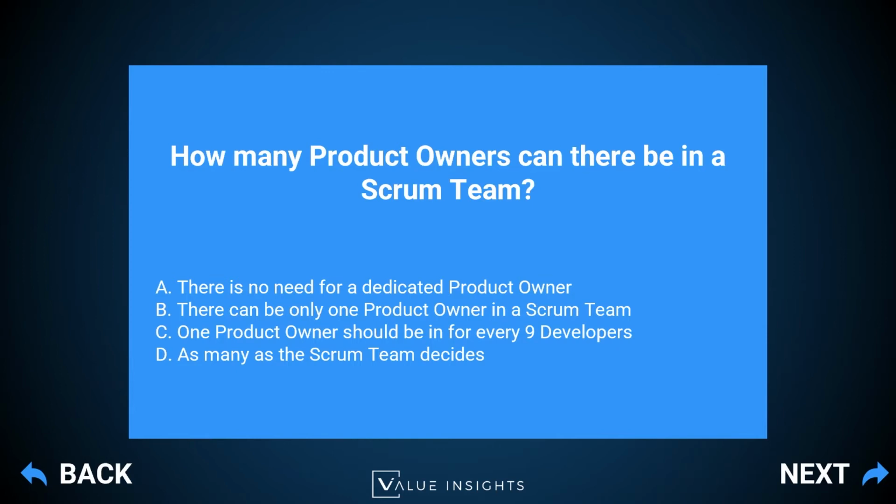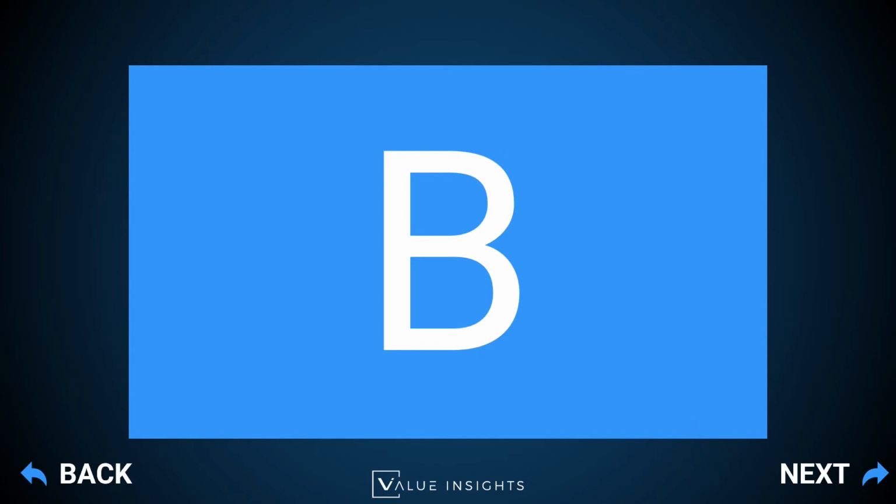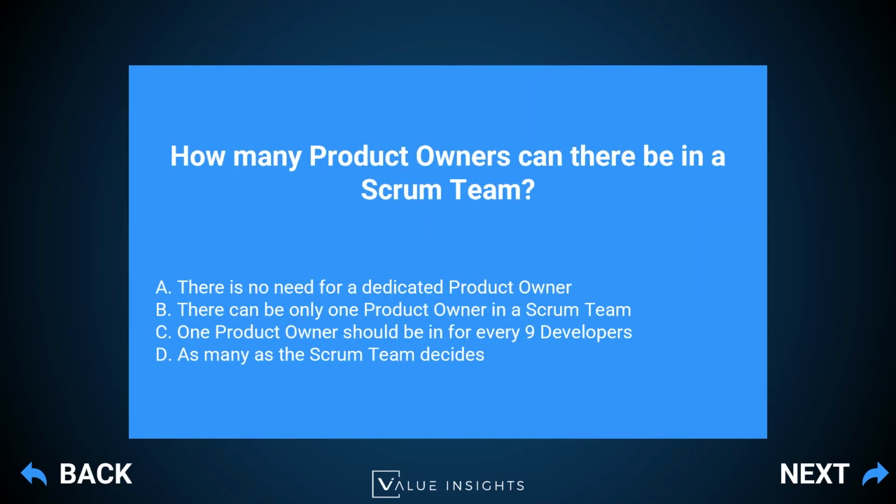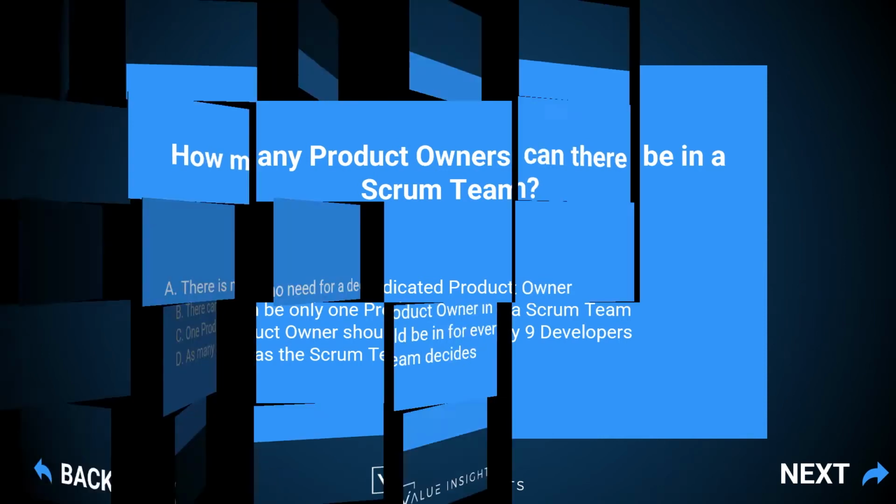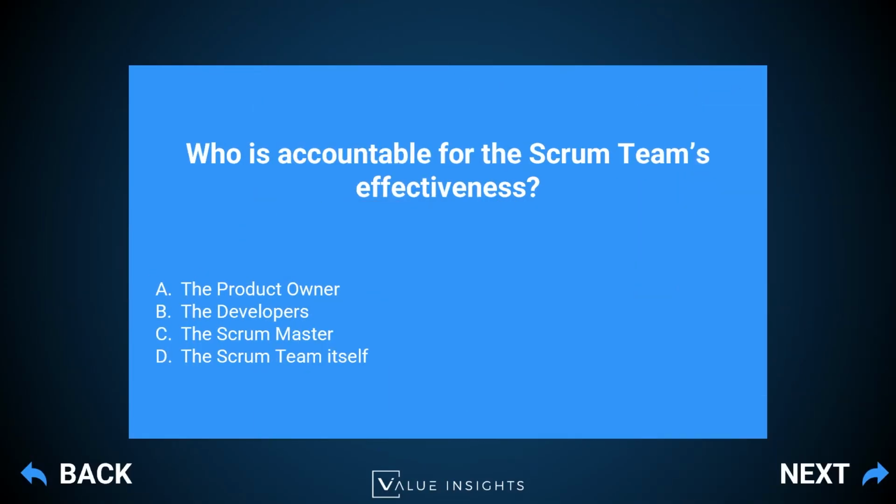And here is our answer. Answer is B. So B, there can be only one product owner in a Scrum team. This is straight from the Scrum Guide. There can only be one product owner. Okay, let's look at the third question.